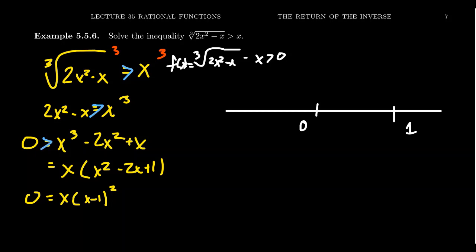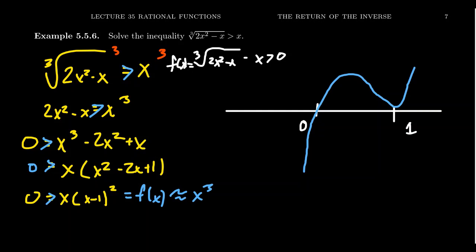If we follow through on all of these things, we then have to graph the function f of x equals x times x minus 1 squared, when that's less than zero. So we're looking for things that are below the x-axis. Remember, the end behavior of this thing is going to be approximately x cubed, so it's going to point up on the right and down on the left. Then it'll cross the x-axis at x equals 0 and touch at x equals 1. So we get a picture that looks something like the following. If we want to be less than zero, we're talking about those portions where we're below the x-axis there.